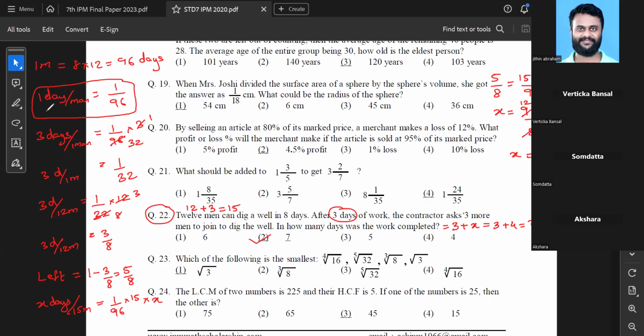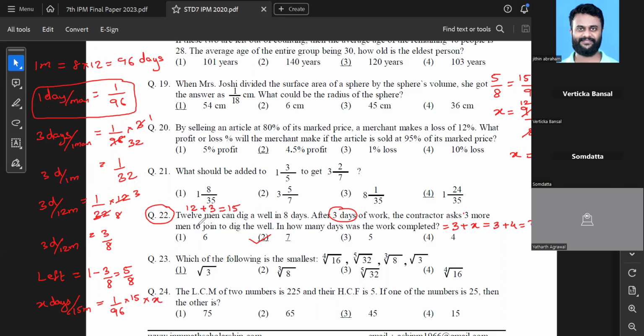So in one day, the work done by one man will be 1 upon 96, which means in 3 days... Why did I consider 3 days? Because after 3 days, there are some changes which have occurred. So in 3 days, the work completed by one man will be whatever fraction we have, multiplied by 3. In this case, we got 1 by 96 multiplied by 3, that is 1 by 32.